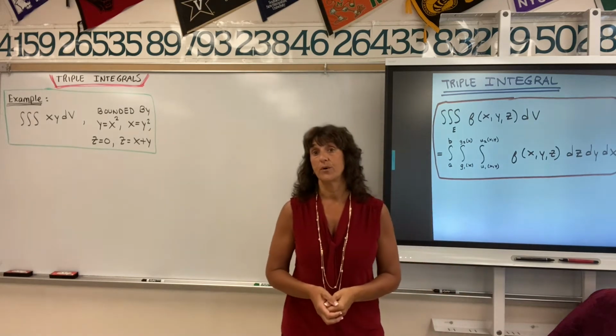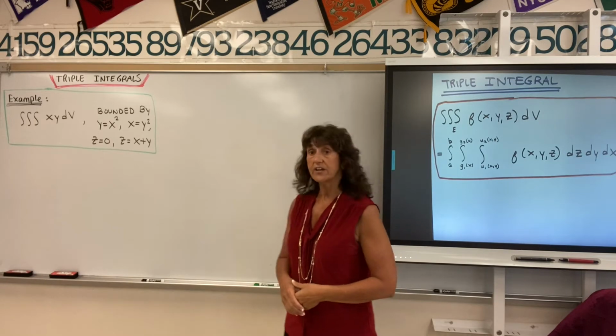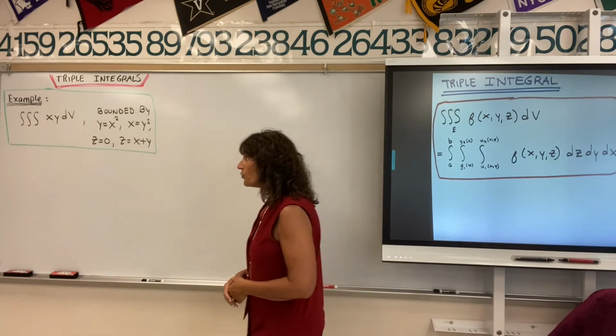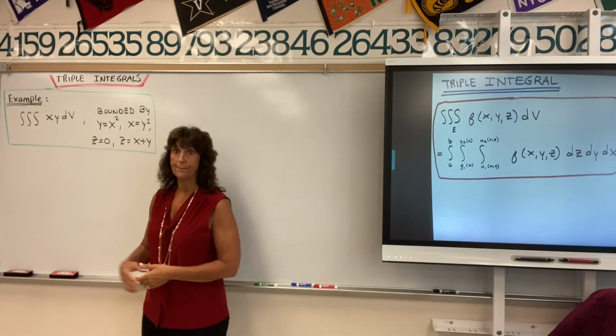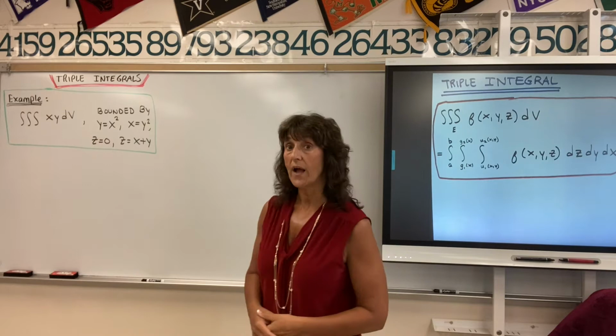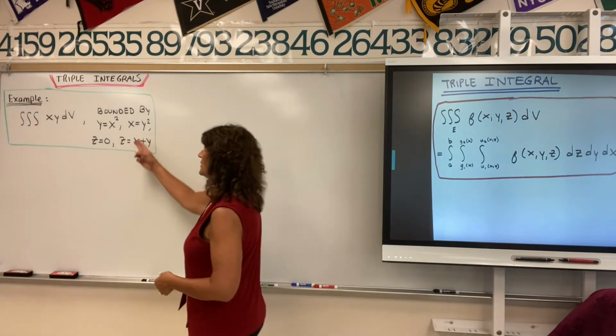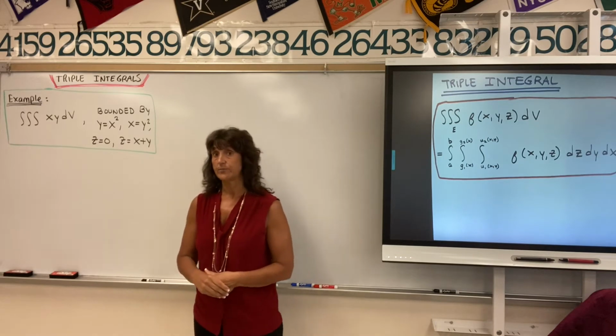It's going to be based on what we're given, and it's going to be looking at the base. So let's take a look at our example over here. We want to evaluate a triple integral. The integrand is x times y, and it's bounded by y equals x squared, x equals y squared, z equals 0, and z equals x plus y.